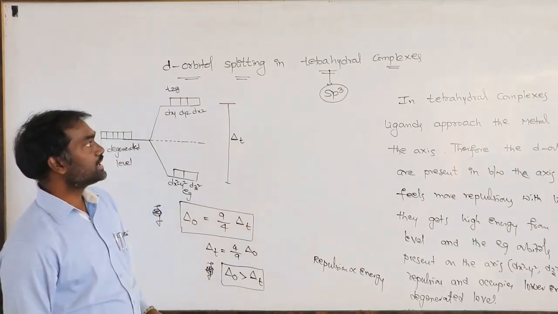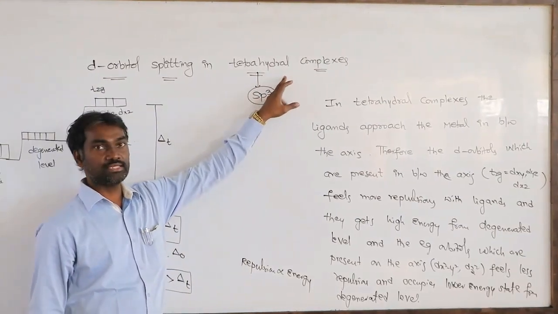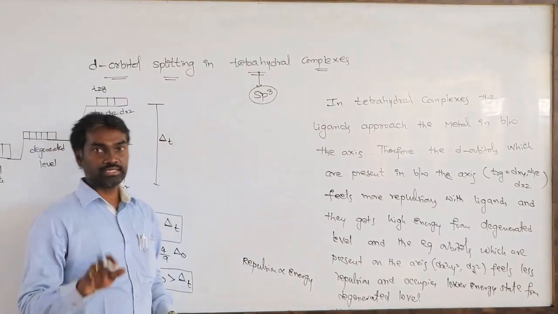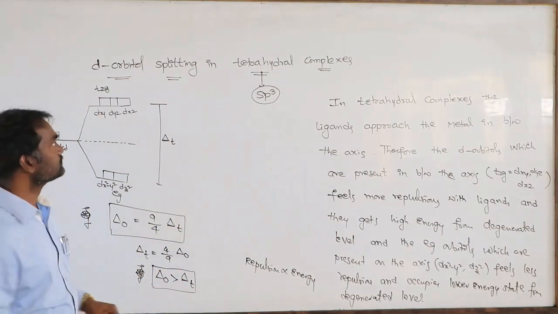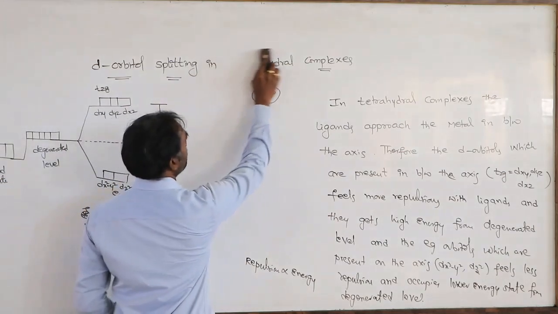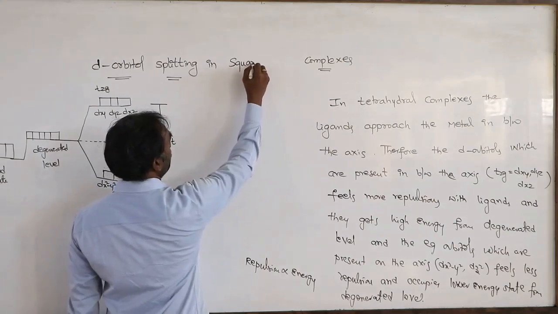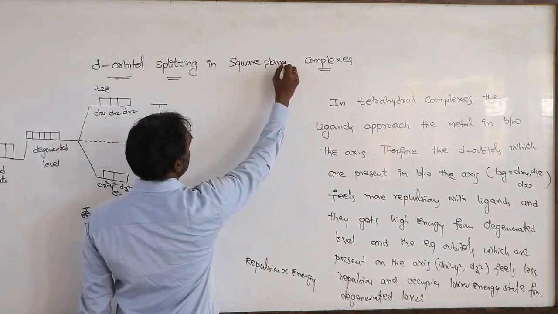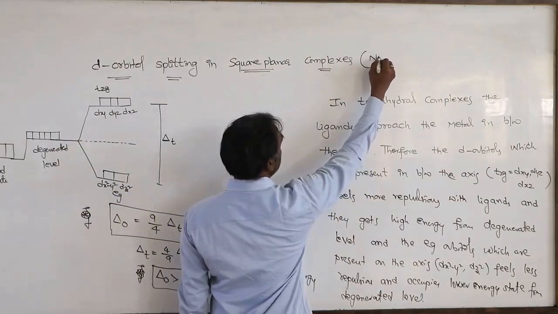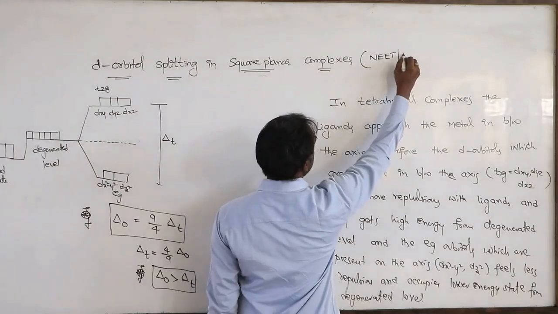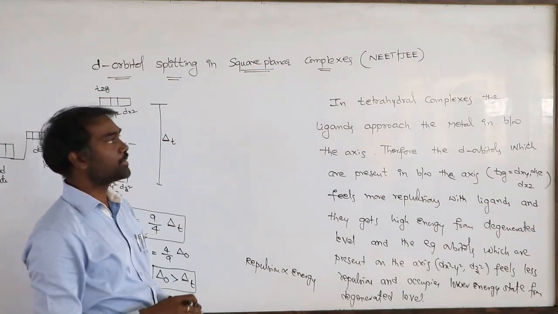See, one more thing from the entrance point of view: the square planar complex is important, so that we will also discuss. It is especially for the entrance exam only, just remember that. So d orbital splitting in square planar complex is useful in NEET and JEE. Try to remember it in a continuous manner.